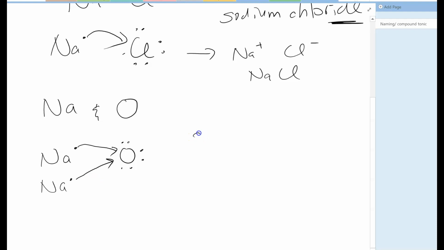Now what has happened? You have 2 sodium ions that are positively charged. You have 1 oxygen that's -2. So what's going to happen is the sodiums are going to combine with the oxygen, but it's going to be 2 sodiums that combine with the oxygen.